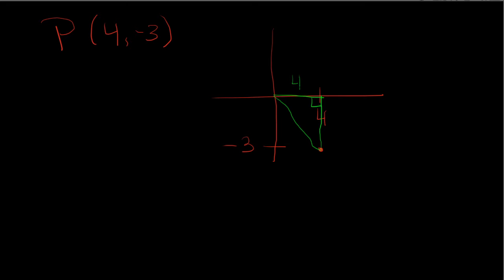So this is 4 across, 3 down. The Pythagorean theorem says the hypotenuse is 5. The angle is always the angle closest to the origin. Okay, so now we can find the 6 trigonometric functions. So we want to use SOH CAH TOA.